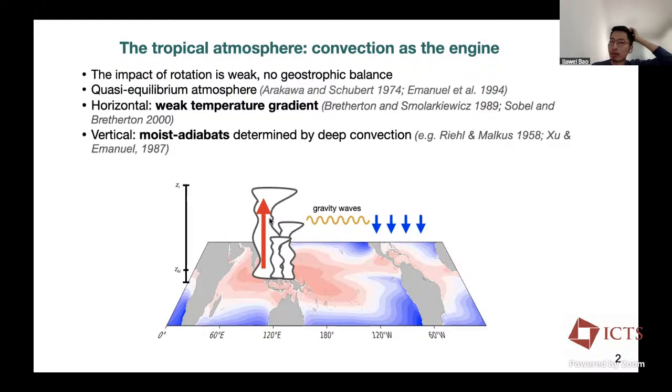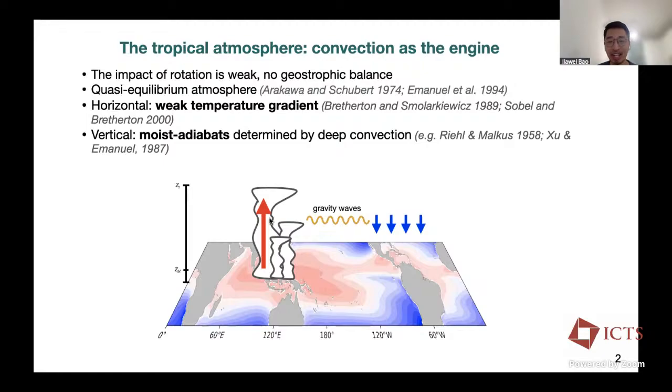As we say, convection is very important. And because convection shoots up very quickly, it can basically conserve its energy, which it gained in the boundary layer. And so therefore, it follows a process which we call a moist adiabatic process. So horizontally, it has a uniform temperature structure with a weak temperature gradient. And vertically, the tropical atmosphere follows a moist adiabatic lapse rate.